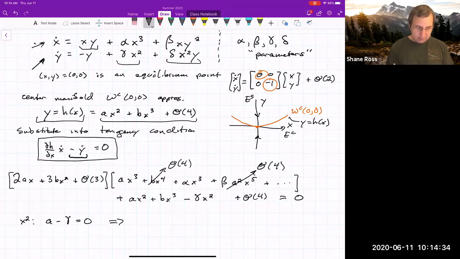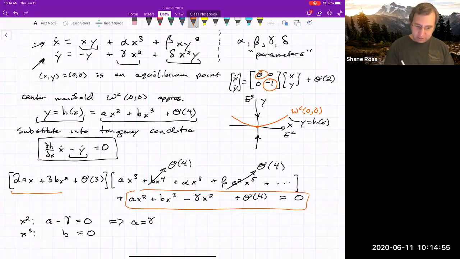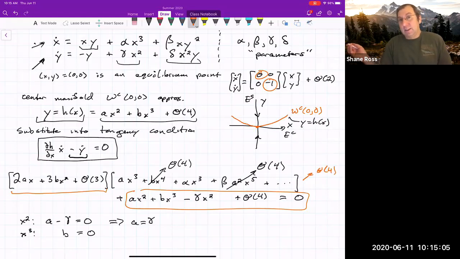So this tells us that a equals gamma. The x cubed term, well, we're just going to have b equals 0, right? And you might be wondering, where is all of this coming from? It's really just coming from this part. Because if you multiply the first bracketed term and then the second bracketed term, that's going to be order 4. So none of that is even relevant. We didn't even have to do those, but maybe we didn't know that ahead of time. So, okay, b equals 0.